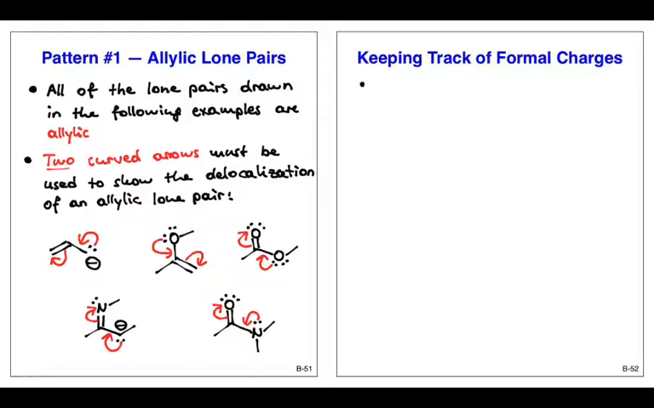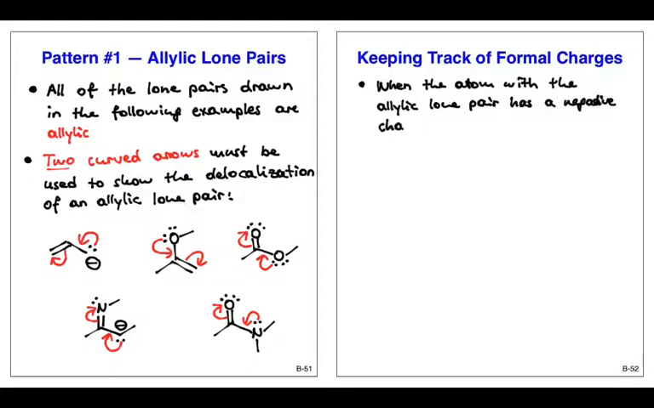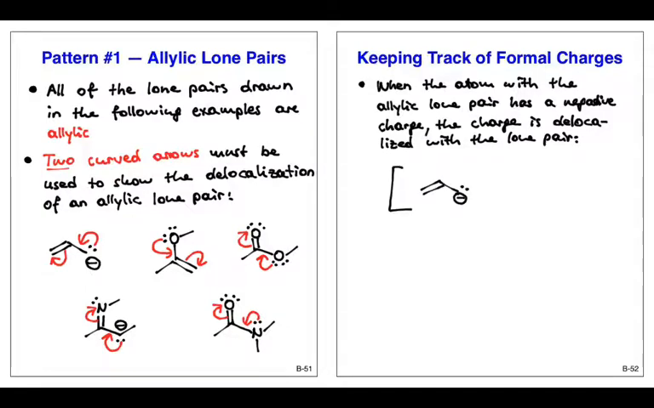Okay, so you have to keep track of formal charges when actually drawing out the resonance structures which result from these arrow pushings. You have to be very careful. When the atom with the allylic lone pair initially has a negative charge, then after you push the arrows to get the other resonance structure, the negative charge will be delocalized together with the lone pair. In the allyl anion, we push the electrons like we said, draw a resonance arrow, and now we're going to draw the other resonance structure.